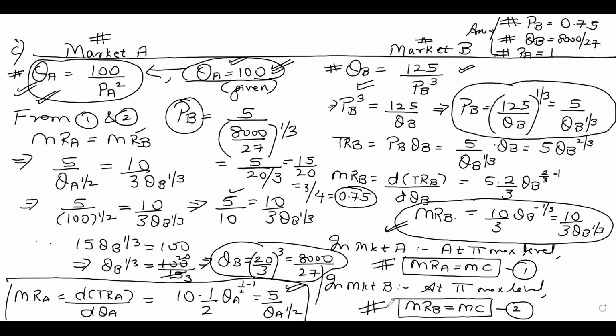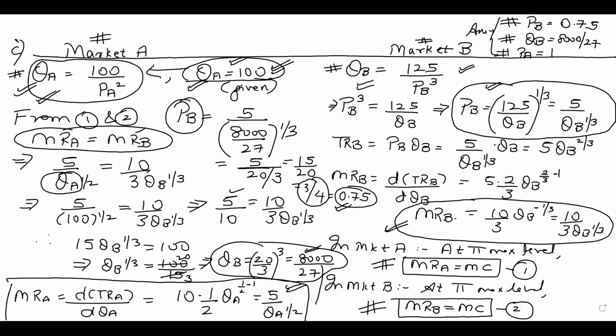In market B, also marginal revenue should be equal to marginal cost. But we were given in the question that both the markets have the same marginal cost. That means MRA should be equal to MRB. I put the value of QA as 100, which was given to me. I solved for QB. I got QB as 8,000 by 27. I put it in the expression for PB. I get the value of PB as 3 by 4, which is 0.75. These are all my answers for this question.